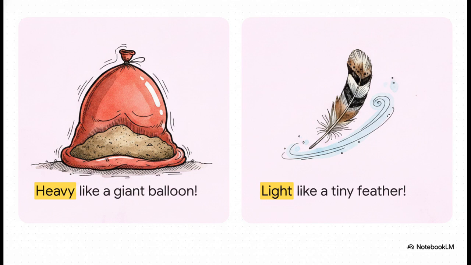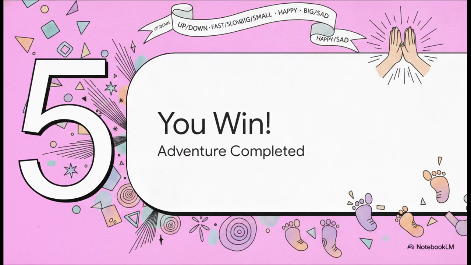The opposite is light. Hold up a tiny, invisible feather right on the palm of your hand. Take a deep breath and lightly blow it into the air. Watch it float away. Number 5.